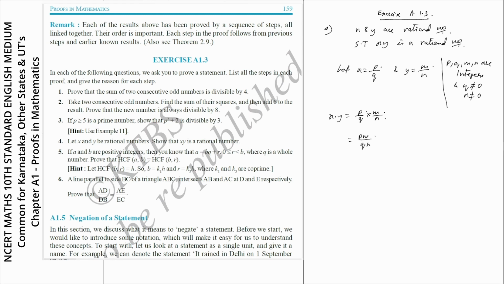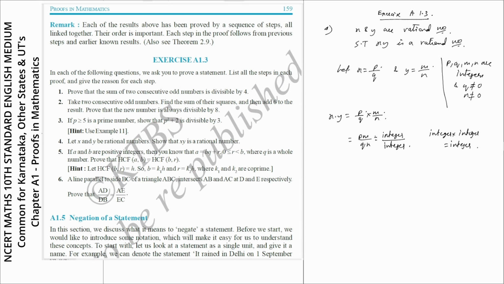Okay, now p is an integer, m also is an integer. Therefore, what is integer into integer? Integer into integer is an integer only. Therefore numerator is an integer. p is integer, m is integer, so pm is integer. q is integer, n is also integer, so qn also is integer.